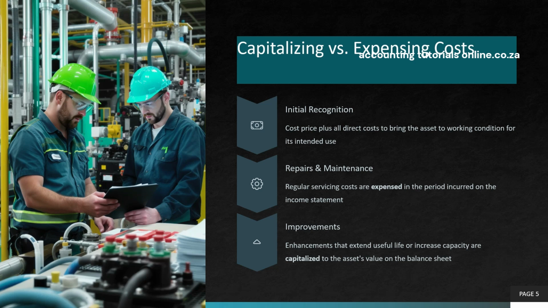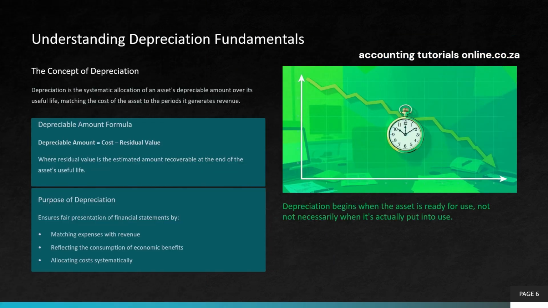Improvements, enhancements that extend the useful life or increase the capacity are capitalized to the asset's value on the balance sheet. So we are saying that initially an asset is recognized at the cost price, and then all the other expenses that are incurred, we have to determine if it's regular maintenance, we expense. But if it's improvement, we have to capitalize the amounts.